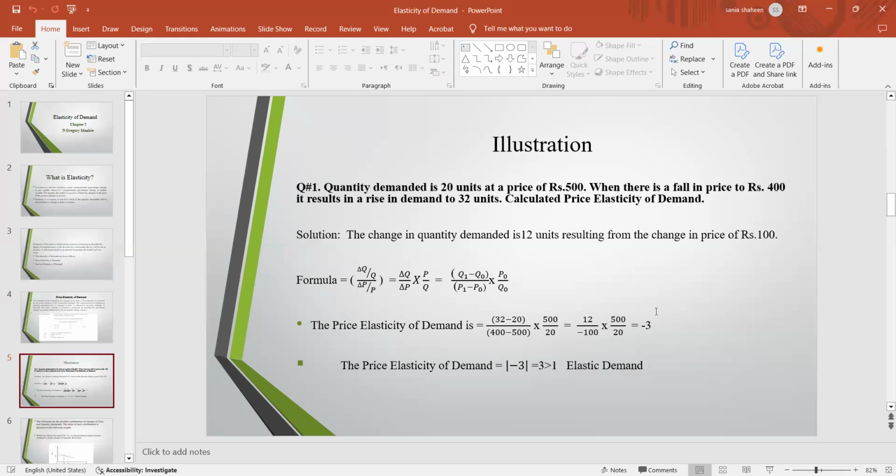According to the law of demand, there is always an inverse relationship between the price and the quantity demanded, so the result will always be negative. We take the absolute value of this -3, ignoring the minus sign, and then compare it with the benchmark value of 1. If the price elasticity of demand is greater than 1, as here where the value is 3, we can say that demand is elastic. Elastic means the quantity demanded responds more than proportionately to the change in the price level. So in our case, the price elasticity of demand is elastic.